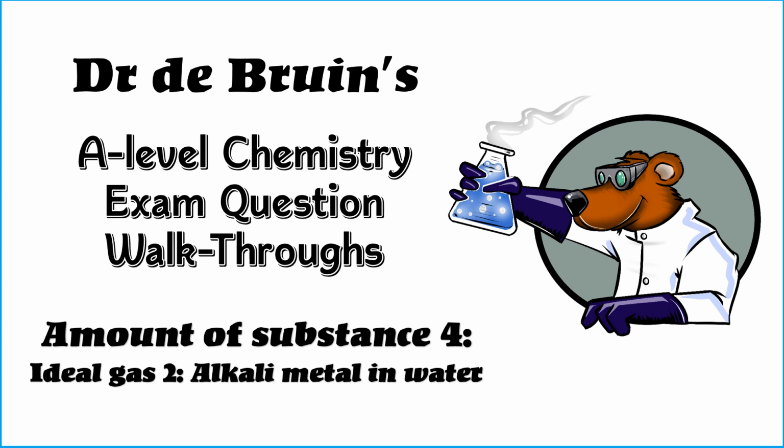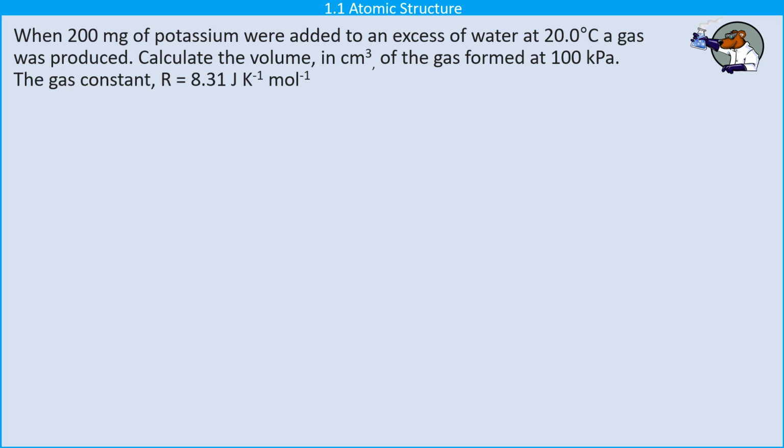Hi, I'm Dr. De Bruin, and this video is a run-through of how to answer a question about the ideal gas equation from the amount of substance topic for AQA A-level Chemistry. You know that this question is going to require you to use the ideal gas equation because I told you in the title of the video, and also you've been given the gas constant, but actually before we get to that stage, we need to think about the chemical reaction that's happening here.